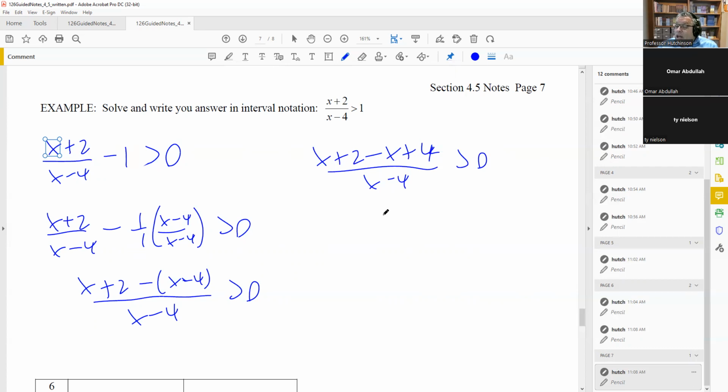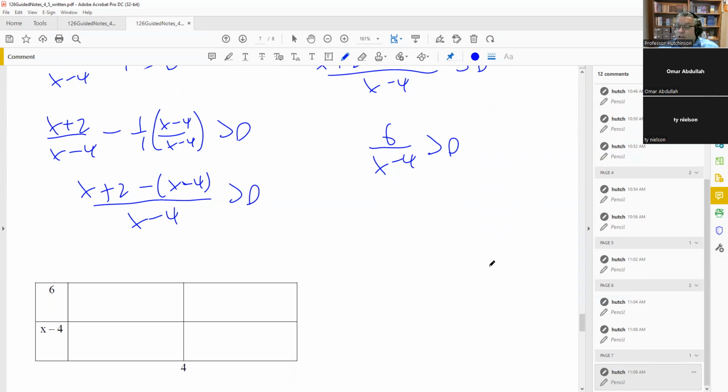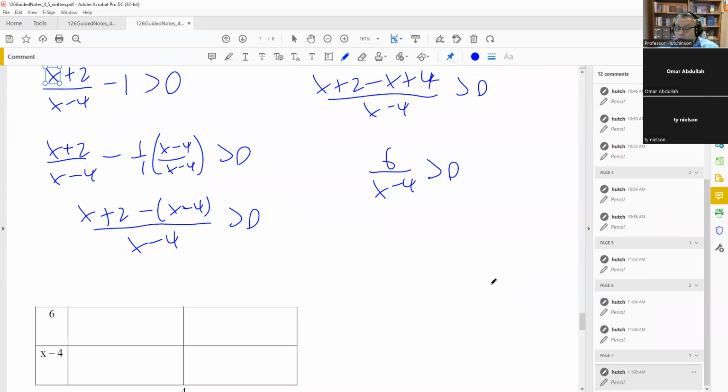Now the x's are going to cancel out, and we end up getting 6 divided by x minus 4 greater than 0. Of course, if I set the top equal to 0, I can't get any answer. But if I set the bottom equal to 0, I'm going to get a 4. So if you want to do this, we'll go back to the table method again.